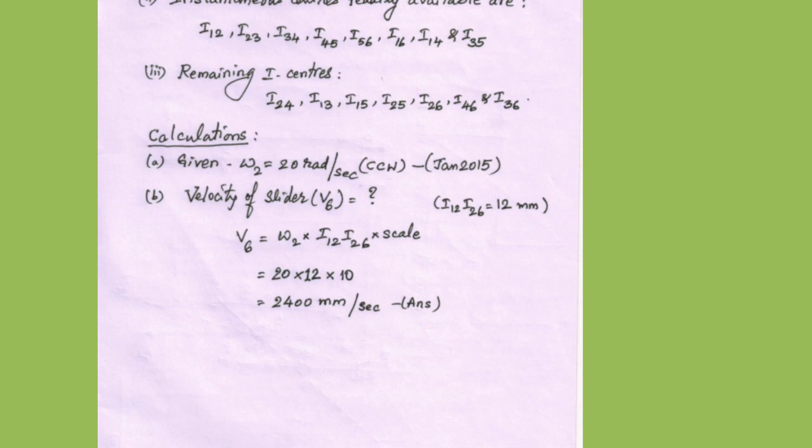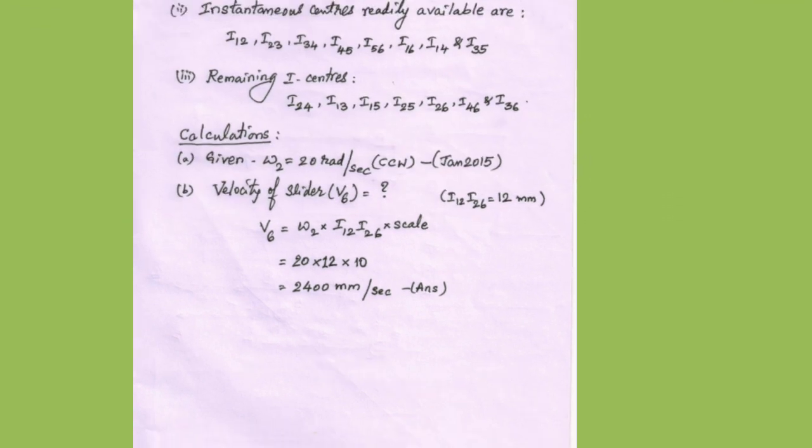For example, in case omega 2 is not there, omega 5 is available with you. How to write the formula for V6? V6 is equal to omega 5 into I15 I56. You should write like that. So in the middle, 5 should be there. Because omega 2 is available, we have written 2 in the middle. Suppose omega 5 is available, I15 I56 you must write. See, this is the way to write the shortcut formula. So once you write the shortcut formula like this, easily you can get the velocity of any link right from the link 2 itself directly.